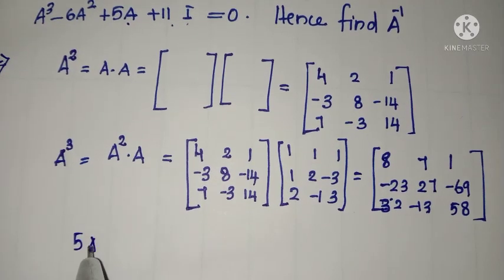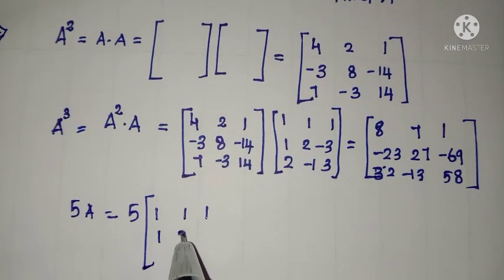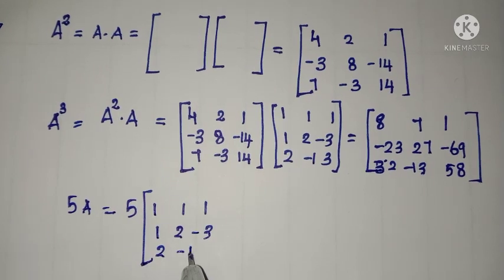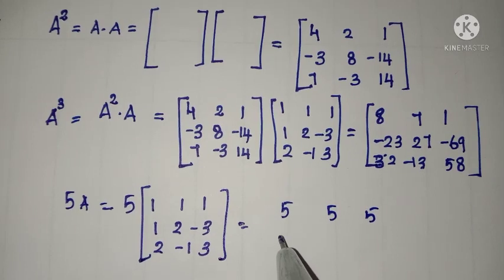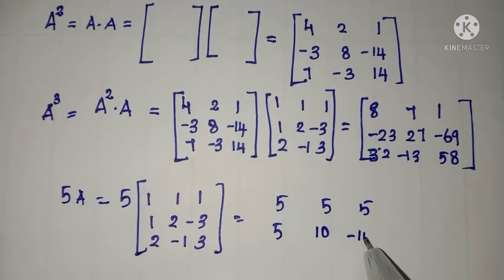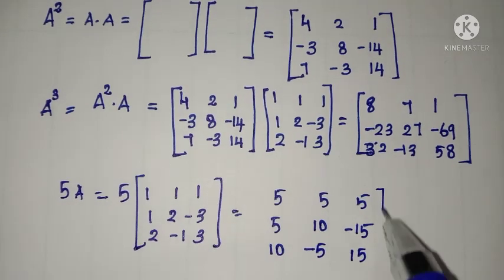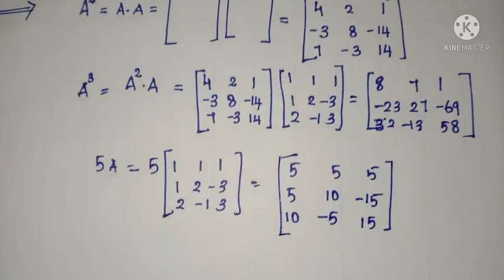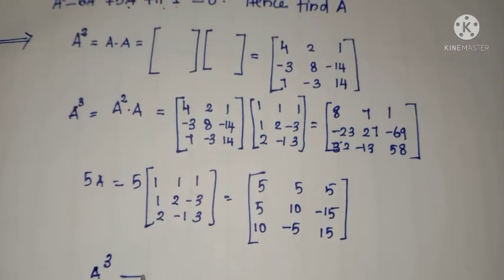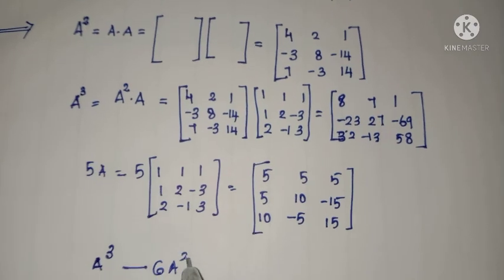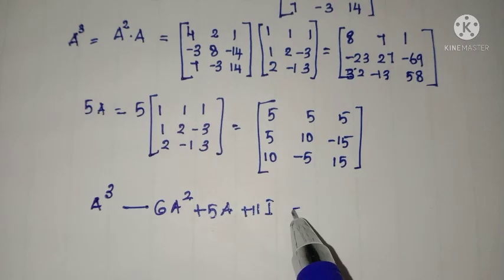What is 5A? 5 into the given matrix 1 1 1, 1 2 minus 3, 2 minus 1 3 gives 5 5 5, 5 10 minus 15, 10 minus 5 15. Now write down the equation: A cube minus 6A square plus 5A plus 11I.